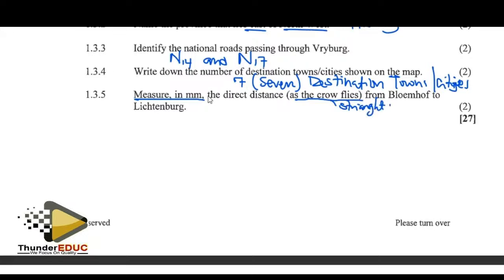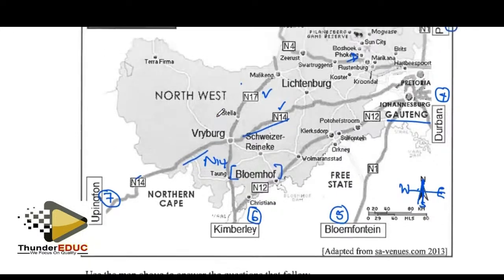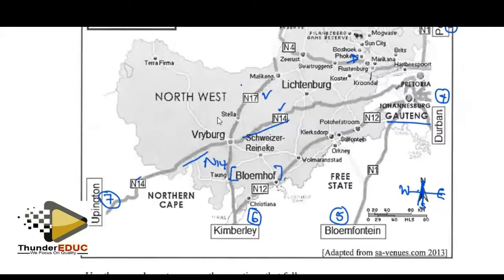Now here they're saying as the crow flies from Blue Mouth to Leichenberg. So you come here, identify the towns. We are here. Then we are going to Leichenberg, which is this one here. The place is here. So put your ruler here up to here. Measure the distance that you get.